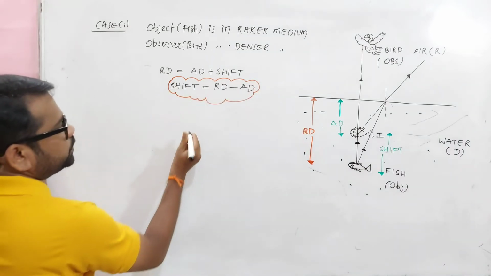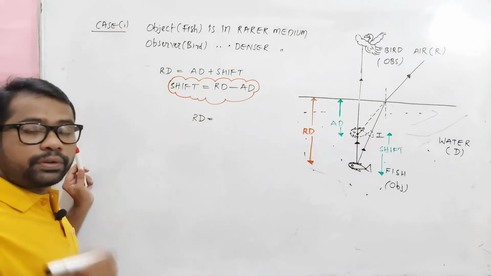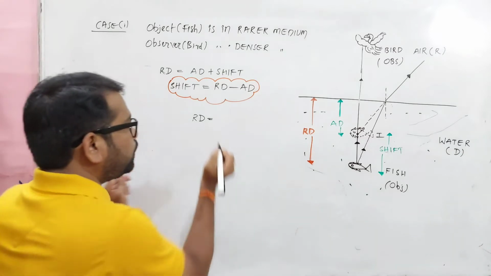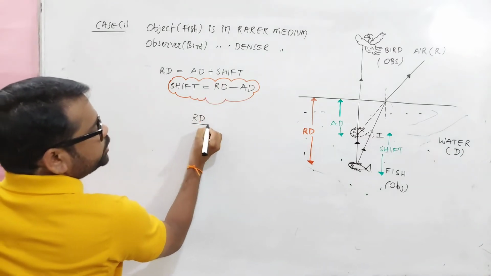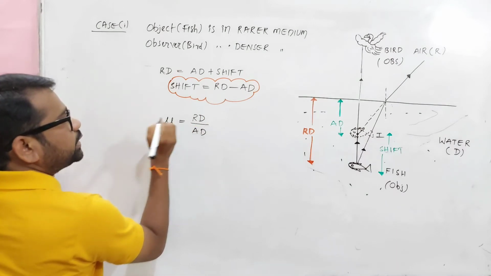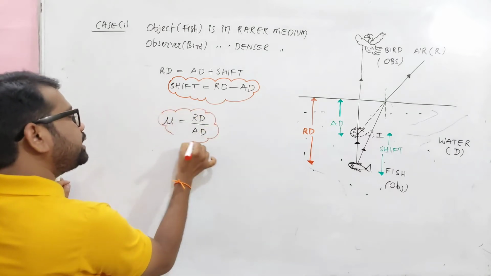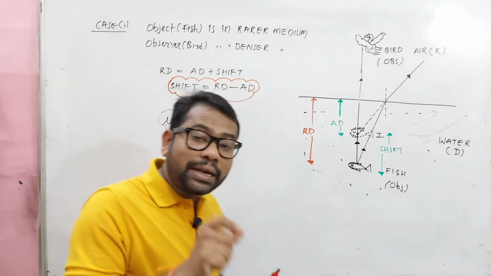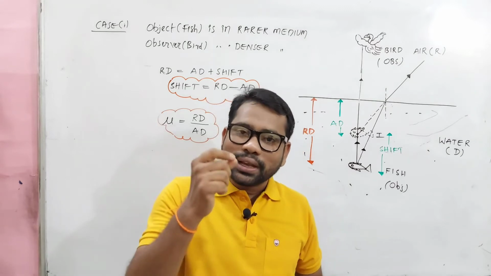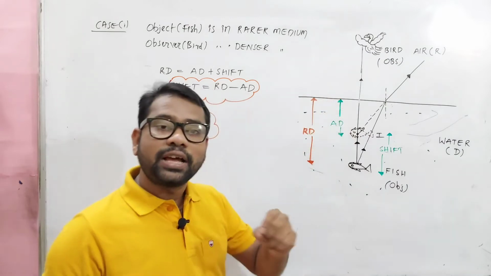Children, look here. Real depth we can write as refractive index times apparent depth, or we can also write that the ratio of real depth and apparent depth is equal to the refractive index. Children, this is very important. That is, refractive index is equal to real depth by apparent depth. So if you know the real depth and the apparent depth, you can calculate the refractive index of the denser medium with respect to the rarer medium.